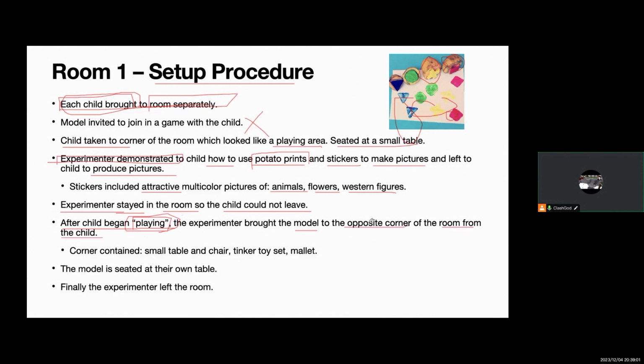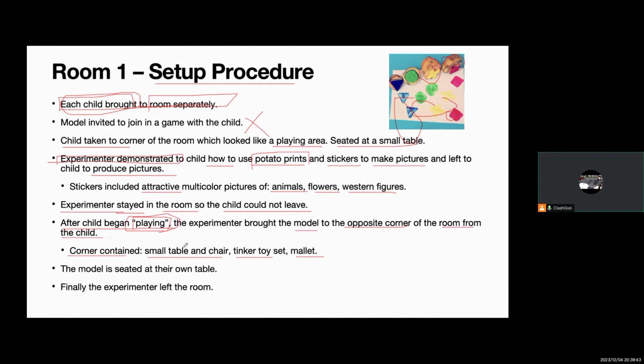So now the model is introduced. The model is in the same room as the child, in the opposite corner, and there the model will start to hit the bobo doll later on. So what does the corner include? The corner contains a small table and chair, a Tinkertoy set, and a mallet. A mallet is a sort of hitter, and a Tinkertoy set is some type of toy. So where's the bobo doll? I'm also confused, but they didn't say that the doll was in that corner. I guess you just ignore it, but that's just how it is.